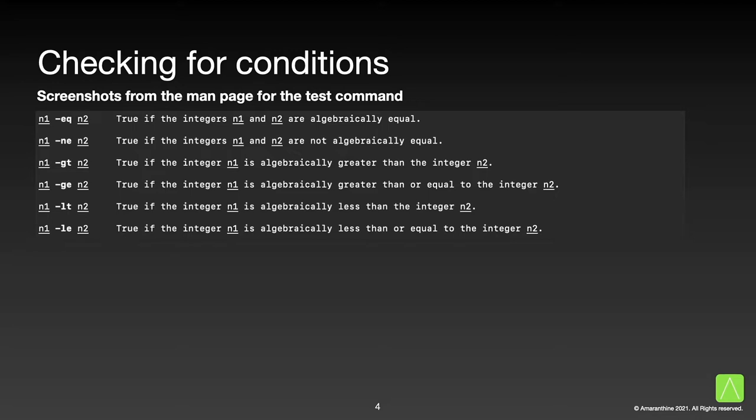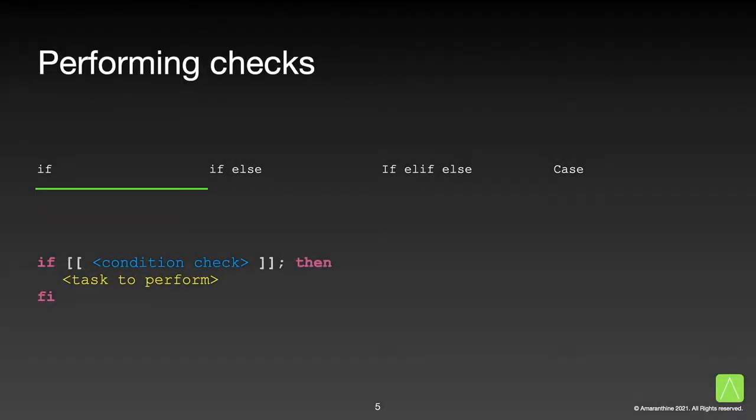Now that we've seen the different conditions that are available, let us go ahead and see how we can perform checks. First up, we have the if statement. It is used when we want to perform a task if a certain condition is satisfied. Let us break down the statement part by part to see how it works.